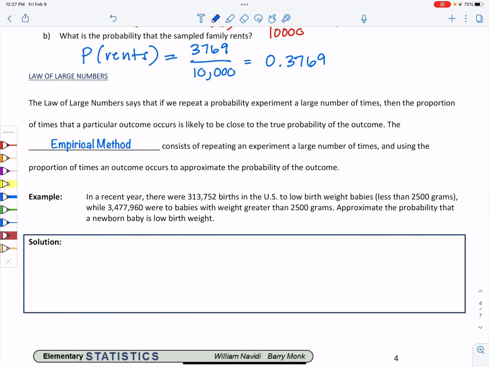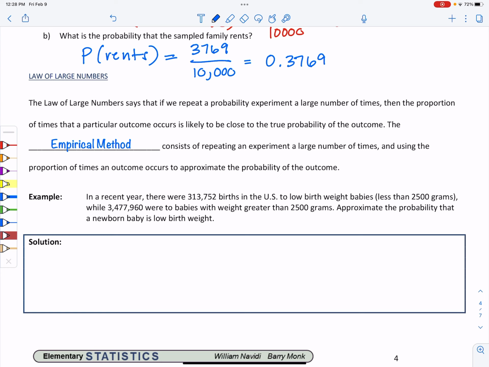All right, what we're using here when we talk about calculating probabilities based on data is something called the law of large numbers. And this just basically says if you repeat an experiment a large number of times, take for example flipping a coin, every time we flip a coin, there's not going to be an exact 50% chance that we get heads or we get tails.